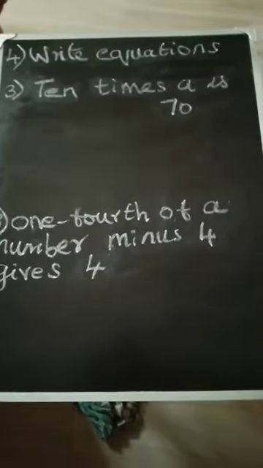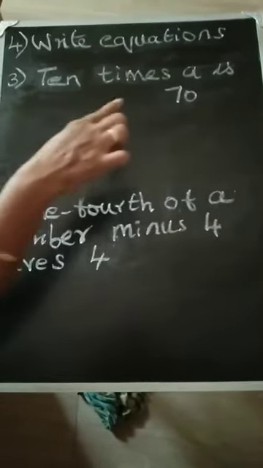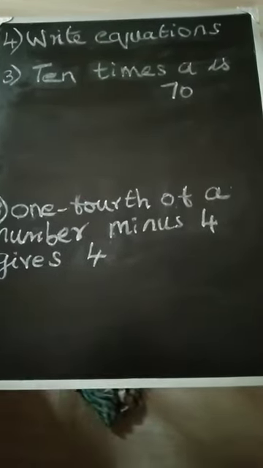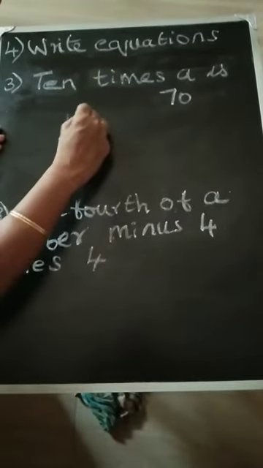Okay, fourth question. You are given certain statements. You are going to write equations. Third question. 10 times A is 70. So 10 times A, in the sense you don't know the value of A. So you are going to just build that equation. 10 times, in the sense, 10 into.